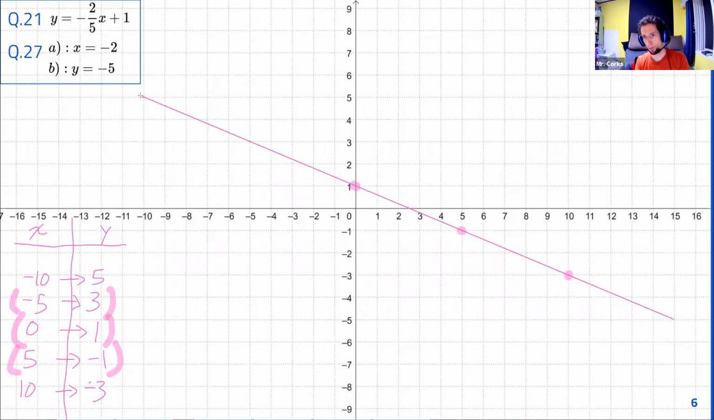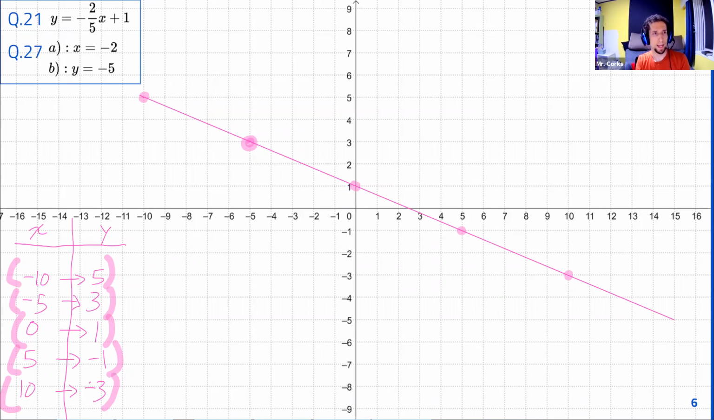Okay, so I draw a line that connects these three. All three lie on the line. So not just two of them, but all three. So I'm pretty sure I have the right number there. So I want to double check 5 and +3 here. And also -5 and +3 and -10, +5. So all of the points that we calculated are on the line. We can be very certain we have the correct line here.